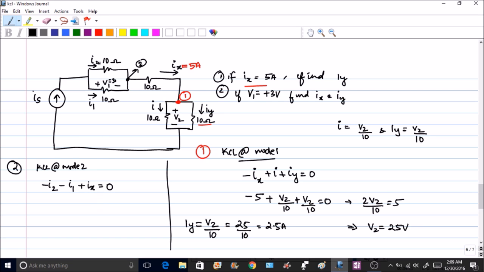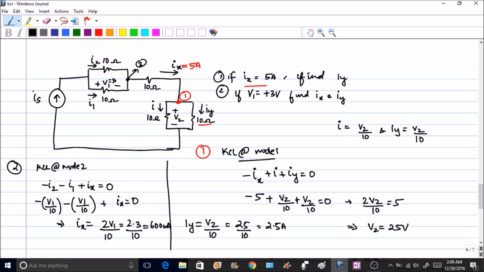Alright. Now, what is the value of I2 here? I2 is nothing but V1 divided by 10, and I1 also is V1 by 10. So minus V1 divided by 10 minus V1 divided by 10 plus Ix equal to 0, which means your Ix value will be equal to 2 into V1 divided by 10. And what is the voltage of V1? 3. So 2 into 3 divided by 10, this is 600 milliamperes. This is 600 milliamperes. Alright.